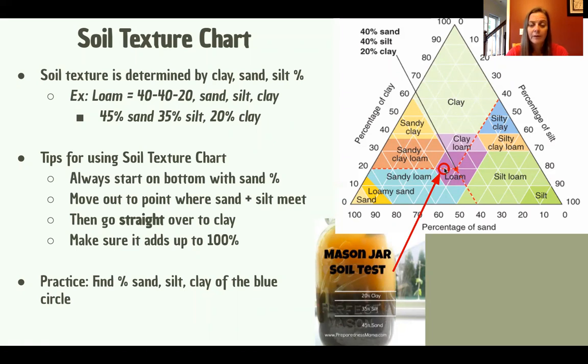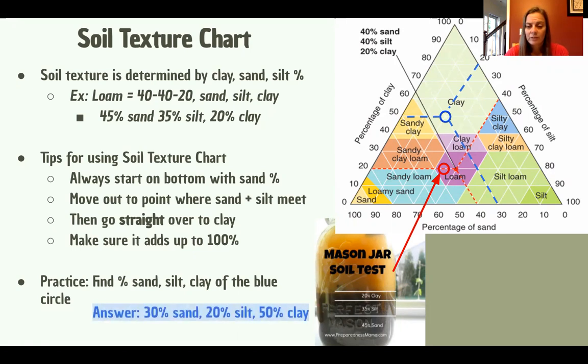All right, so here's our blue circle, and we're going to practice finding percent sand, silt, and clay. So I want you to pause and try and determine what you think the percentages would be, and then unpause and come back. So we have 30% sand, we have 20% silt, and we have 50% clay. And so overall, we would say that this is a clay soil.